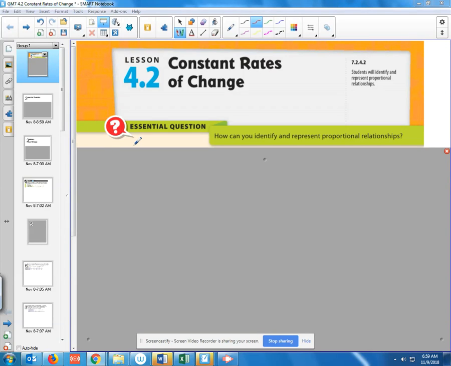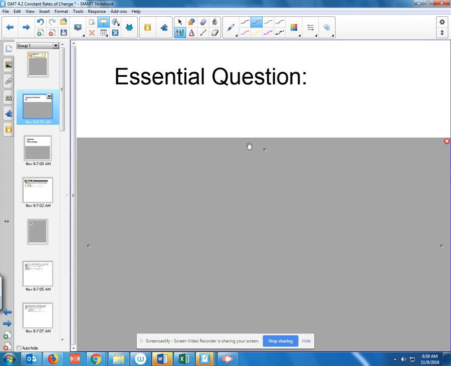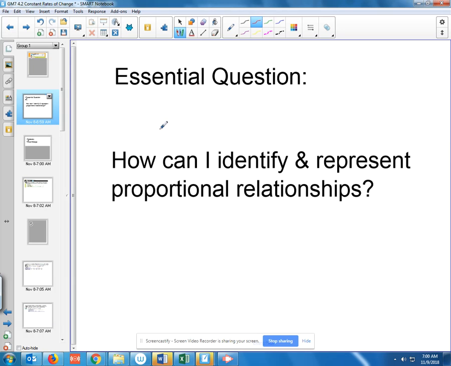All right, we're moving along in lesson 4.2 now, talking about constant rates of change. So here is the question for this section. I know that most of the rest of your teachers put up learning targets, but our book basically writes your learning target in the form of a question. So we'll think of it kind of like Jeopardy. Here we go. How can I identify and represent proportional relationships?